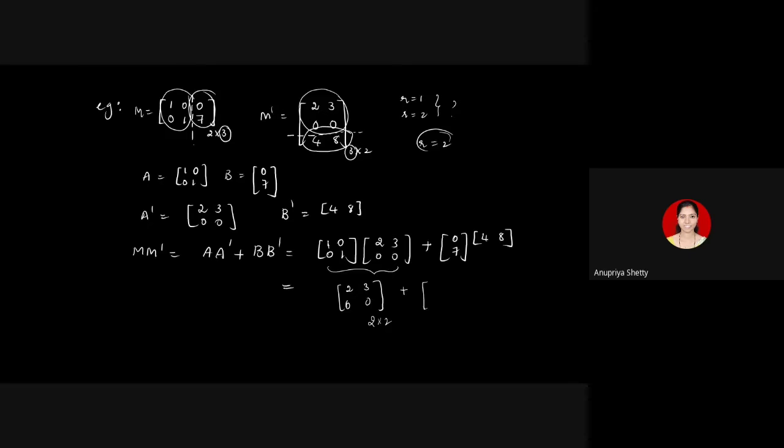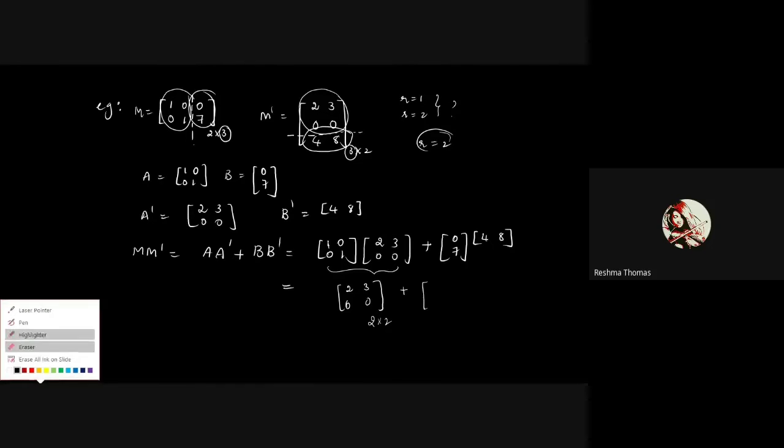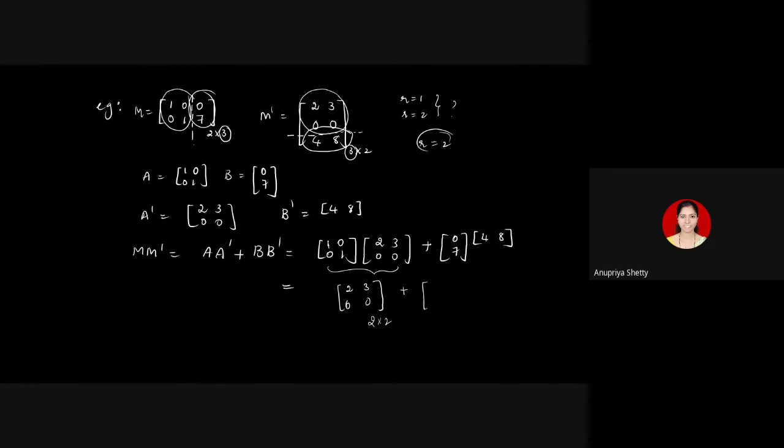So what will be the order of the product? 2 by 2. It has to be 2 by 2, because the block multiplication cannot go wrong. If the first one is 2 by 2, the next one has to be 2 by 2. So this will be a 2 by 2 matrix.